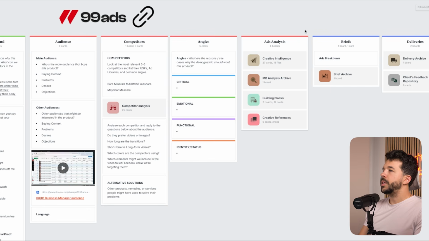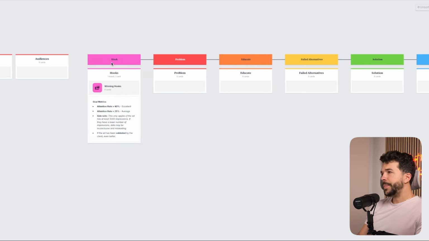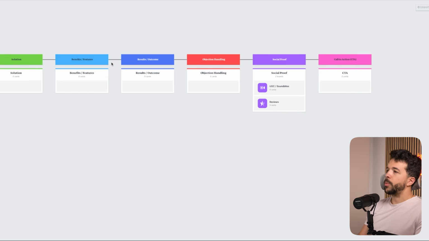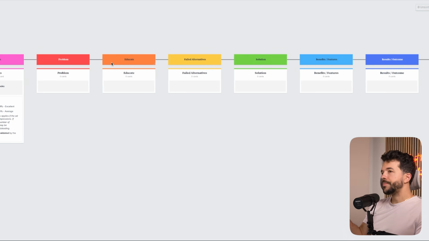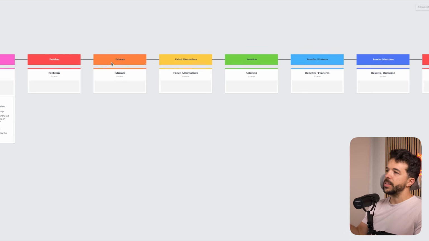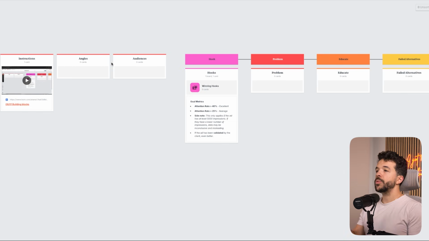I showed you the building blocks repository earlier. It's very simple. It's basically a board that we use to collect all our winning scenes, everything that's validated and proven to work. These are cards that we created based on what we usually save, but obviously if you don't use educate scenes, problem scenes, failed alternative scenes, you can customize this to your specific formulas and what usually works for your specific brand. But the important part is that you have a repository of everything that is working. So you create this board and put all the cards.